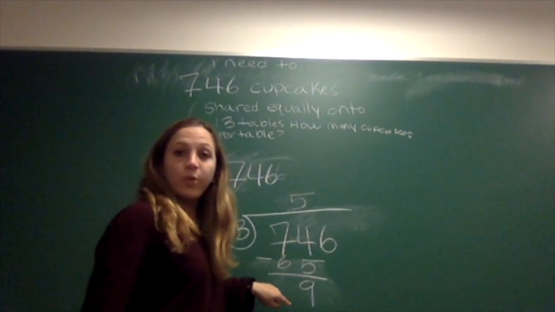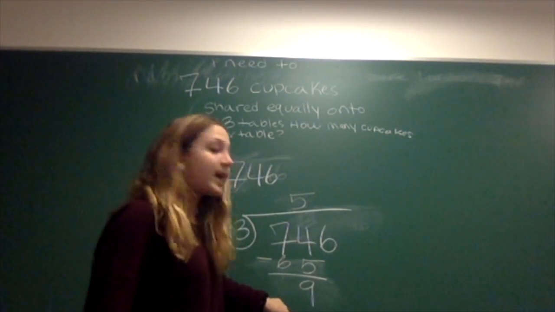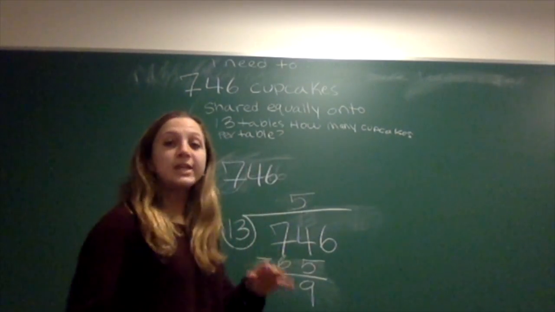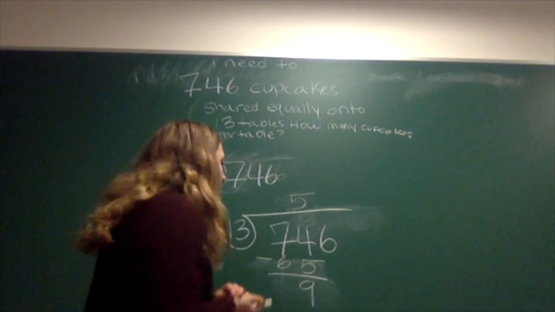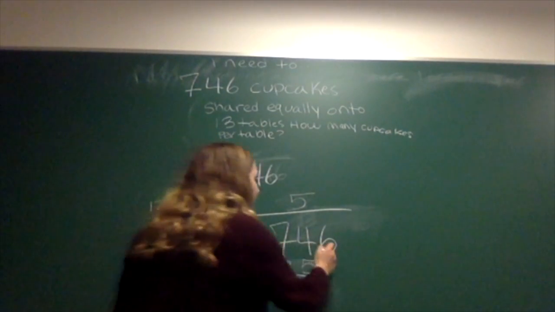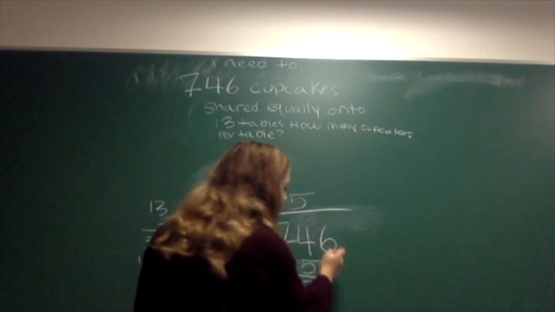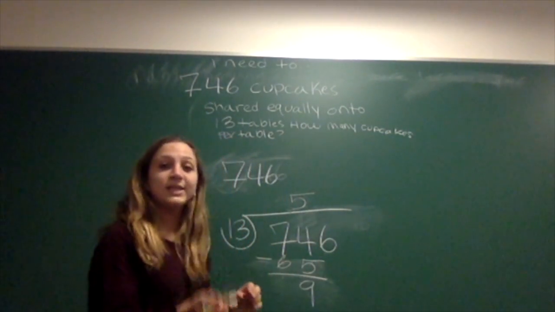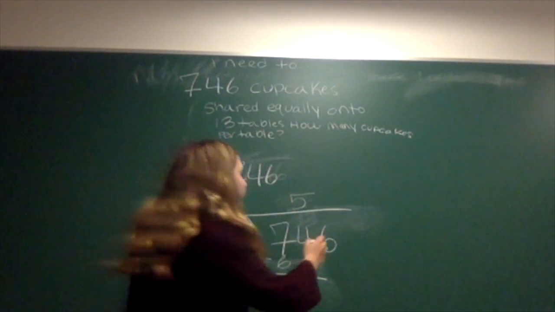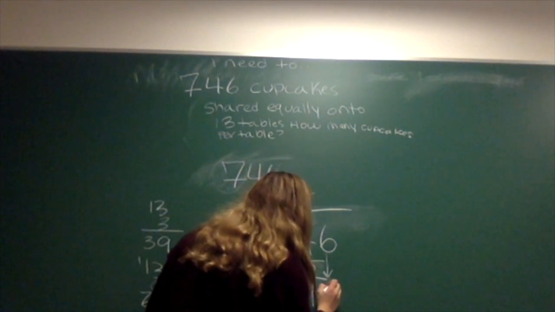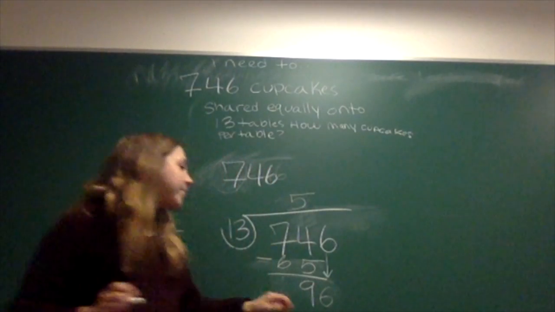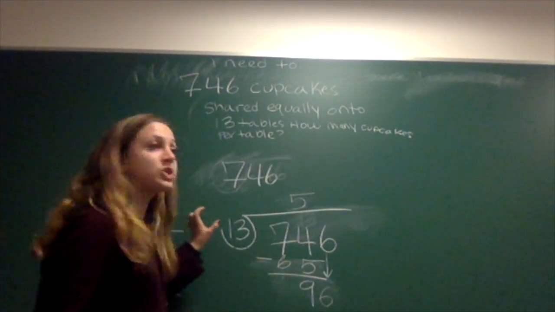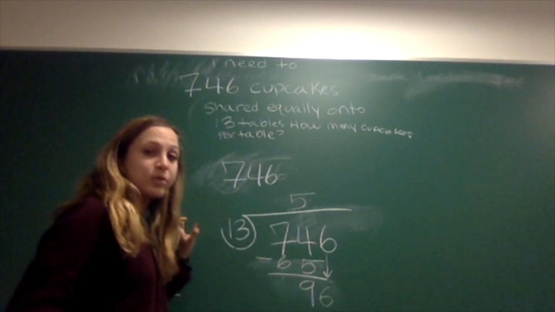So, before where we left off, I was left with 9 tens. And I regrouped those 9 tens into 9 ones, as seen with the base 10 blocks. So now, because I haven't used that 6, and I haven't figured out how we're going to equally share those 6 ones, and we've already regrouped the 9 tens into 9 ones, I'm going to bring down the 6 ones, and I have 96 whole cupcakes that I'm going to try to equally share onto 13 tables.